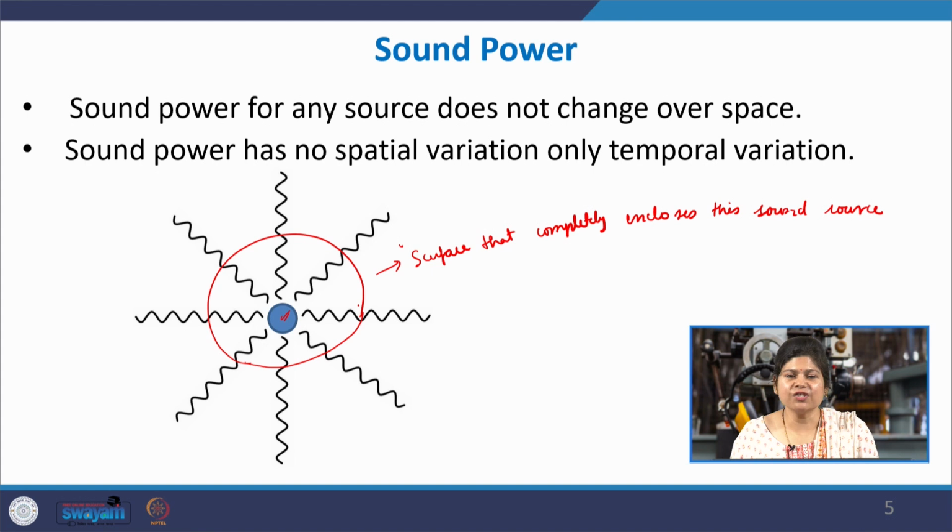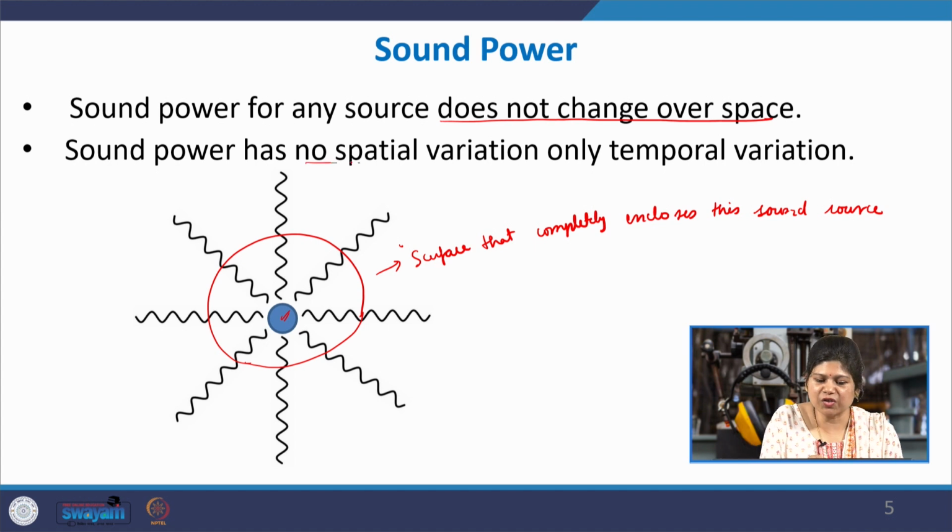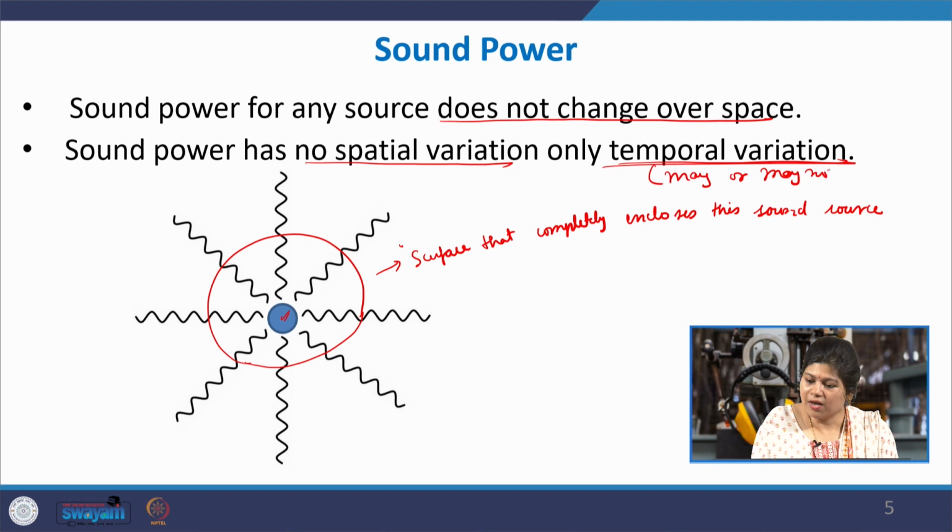Now, it is obvious if you think logically about the sound source, it means that the source is radiating away the energy into the fluid medium or the fluid surrounding it. Whatever energy it is radiating, we have a fixed source, so no matter at what distance we measure, it is the same energy flowing per unit time. So, it should not change over space. Sound power does not change over space; there is no spatial variation. There could, however, be temporal variation, may or may not, depending on how the source is.